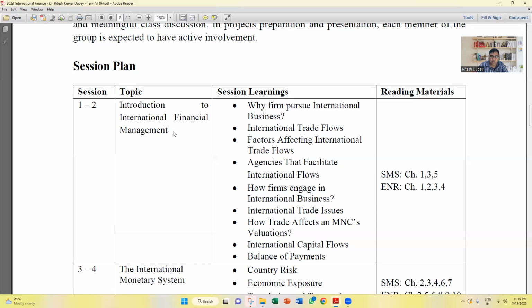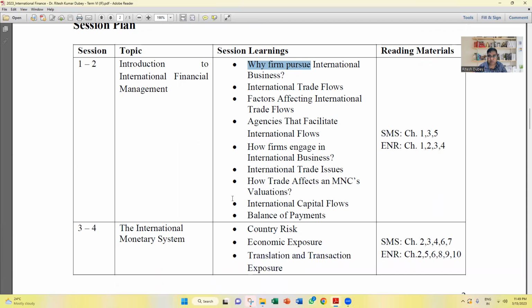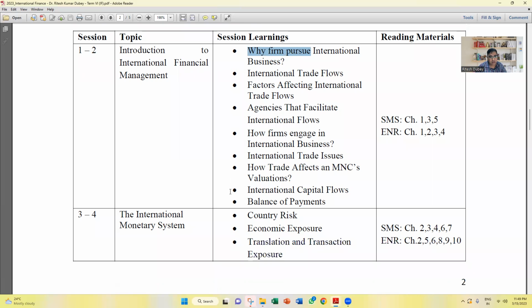firm, right? So we will look at this particular course from the angle of why firms want to pursue international business, right? So what are the factors which are affecting it, right? How do international capital flows happen, right? What is the balance of payment situation that we have, which are the countries which have a highly imbalanced position or a high amount of country risk, right?